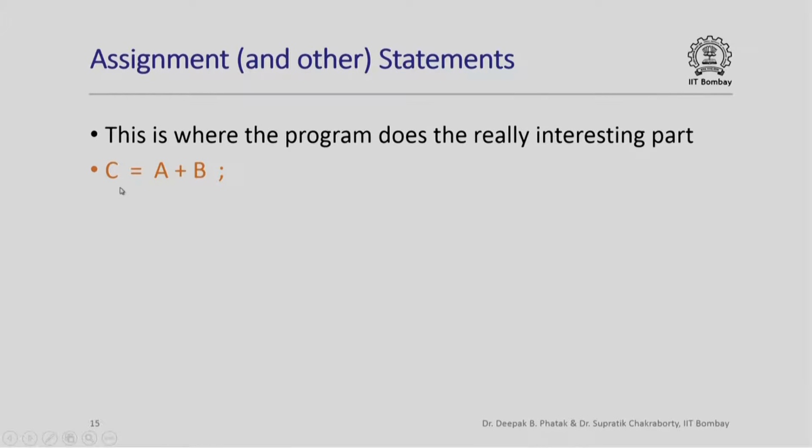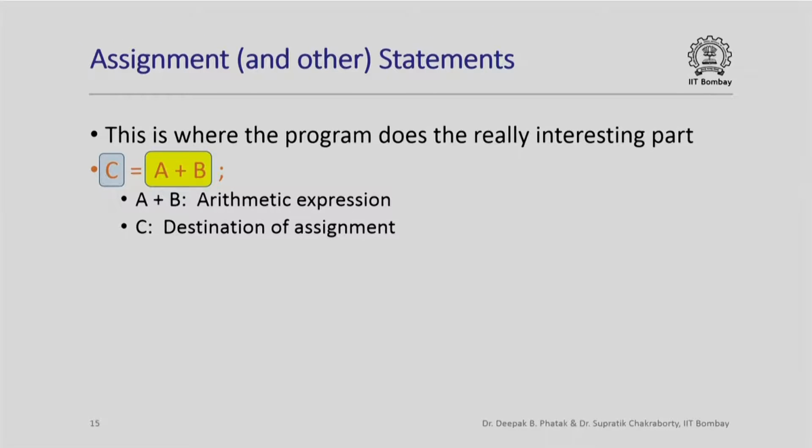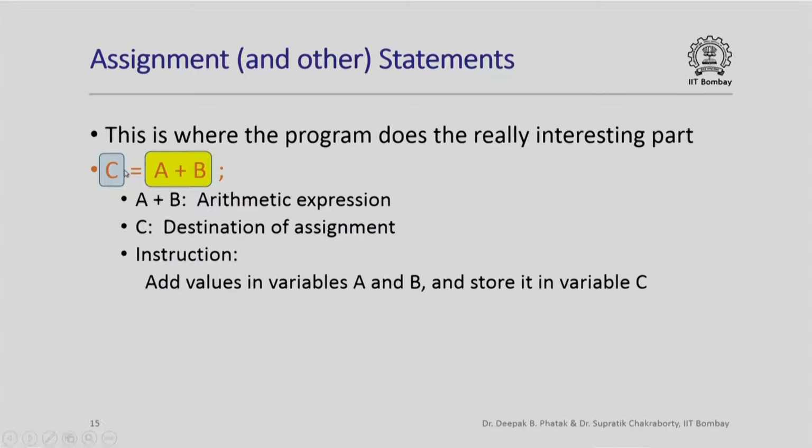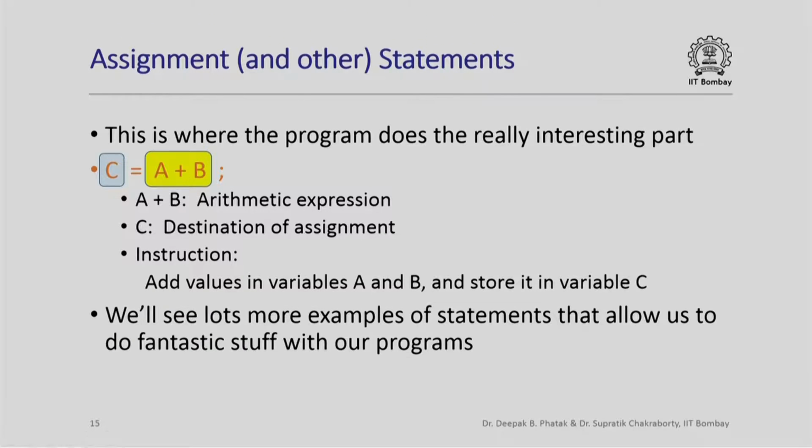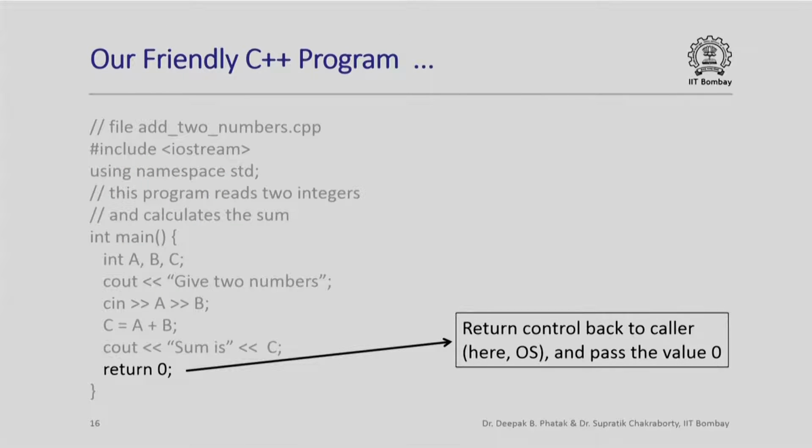So if I look at the statement C is assigned A plus B, the A plus B part here is an arithmetic expression. It is saying take the value stored in the variable A, take the value stored in the variable B and add them up. The C is the destination of the assignment. This is where the result of evaluating this arithmetic expression will be stored. So this entire assignment statement is an instruction which is asking you to add the values in these two variables and store it in the variable C. And as I said, we will see lots more examples of other kinds of statements that allow us to do really cool stuff in C++ programs.